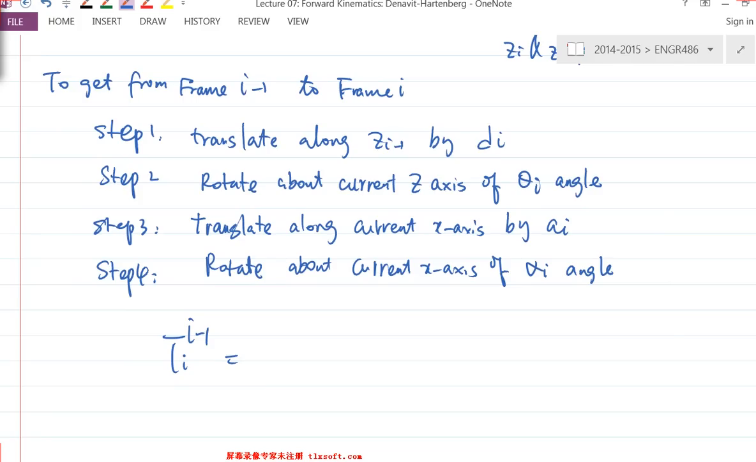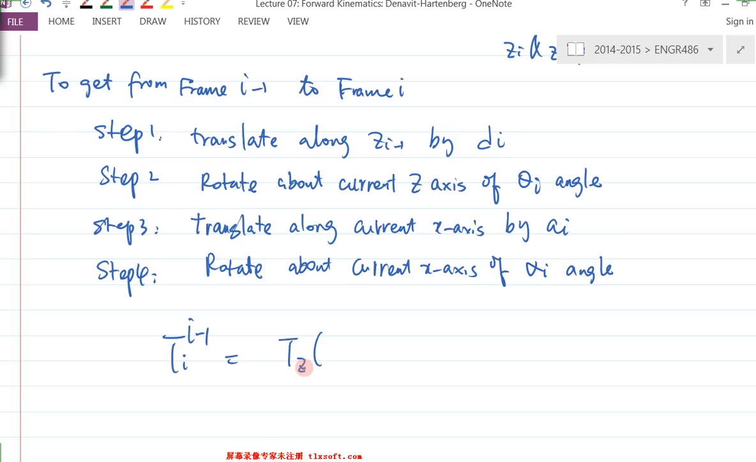So, according to the rule, if I wanted to put them together, I'm going to use post multiplication, right? The first step is a translation along the current z-axis by di. Each one of them is just a basic operation. Either it's a pure translation or a pure rotation. Each one of them is a given.